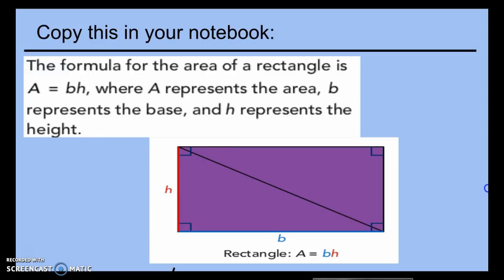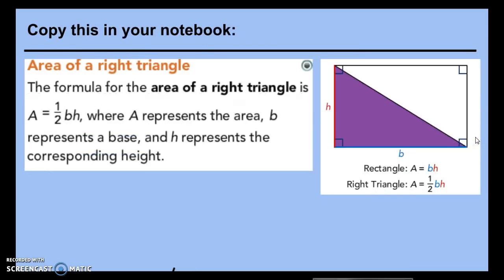And the last really wordy one is this one. So we know what the formula is for finding the area of a rectangle. We need to know that formula in order to find the area of a right triangle. The formula for the area of a right triangle is area equals 1/2 times base times height. Okay, so 1/2 BH. Copy that down. And let's get started.